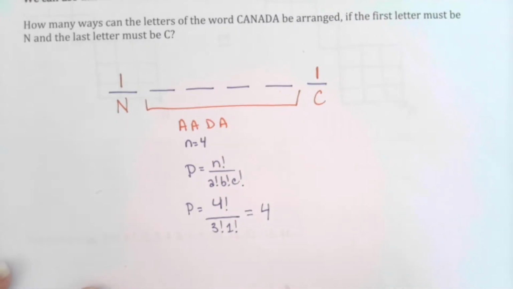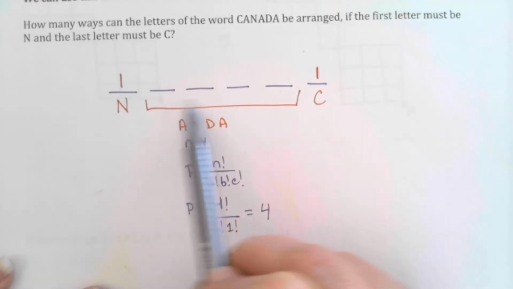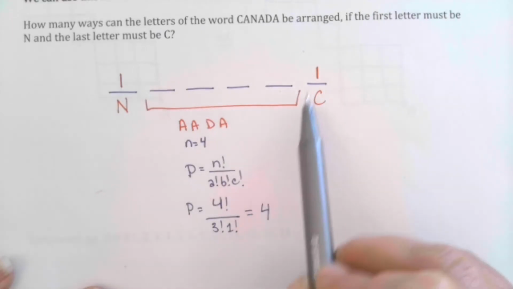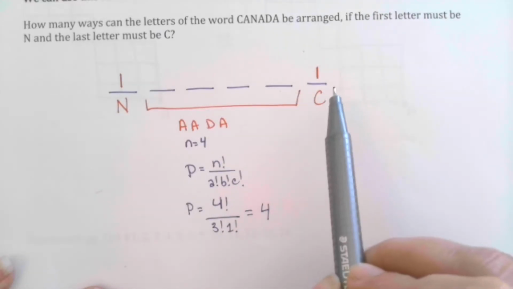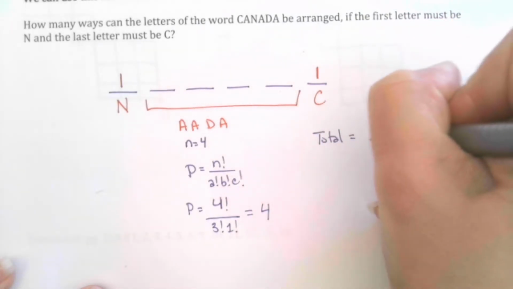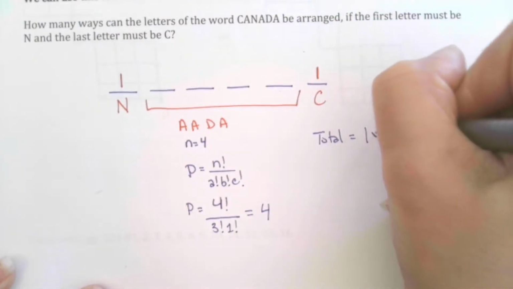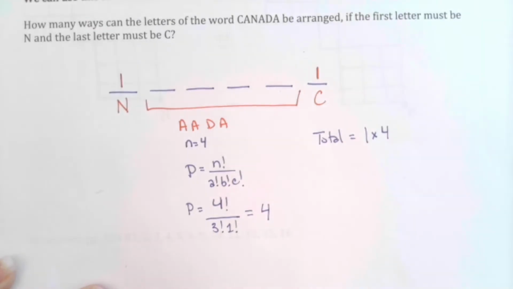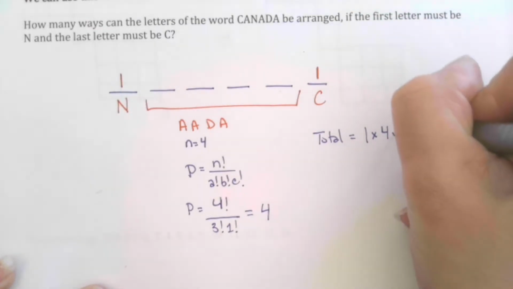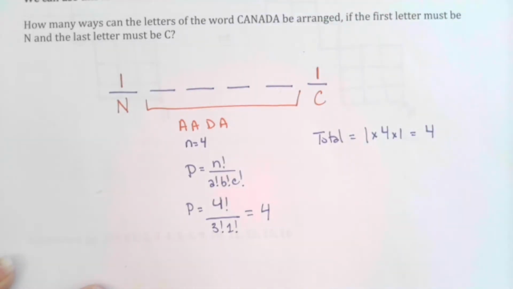So what that means is when we have to do an N for our first letter, however many possible arrangements there are for the middle, and a 1 at the end, our total is going to be that there's 1 possibility for the first letter, and we need the 4 possible arrangements for the middle letters, and we need the 1 for the C at the end.